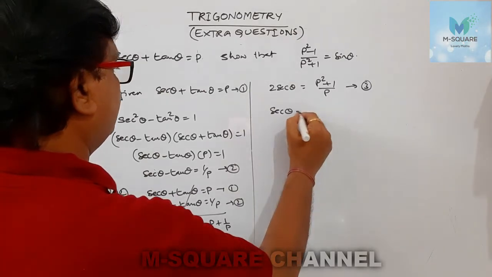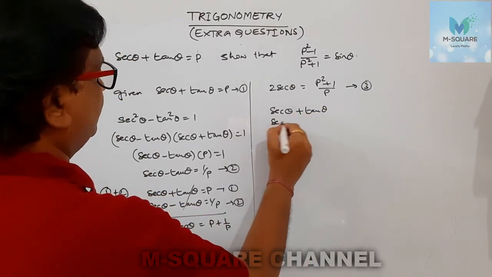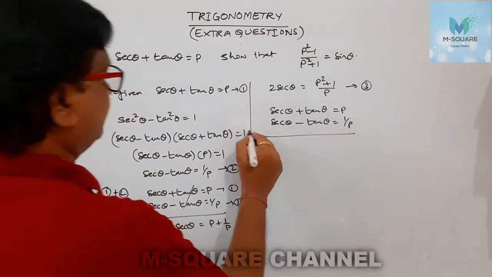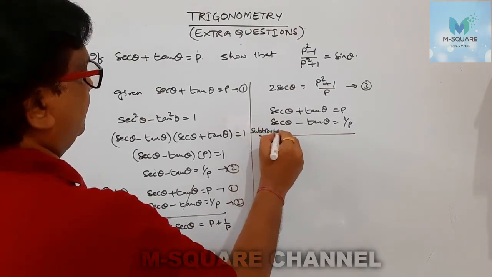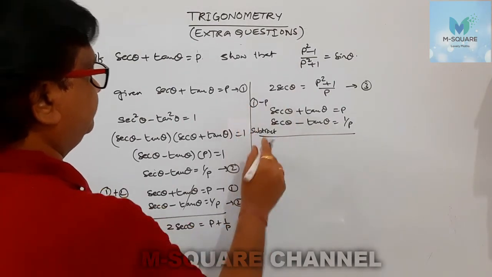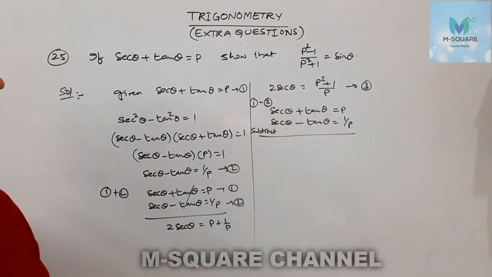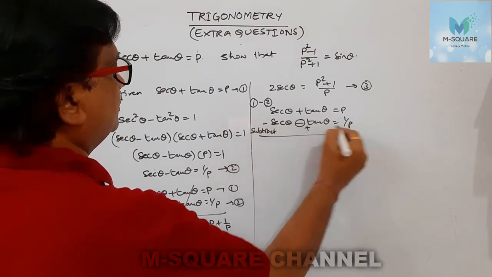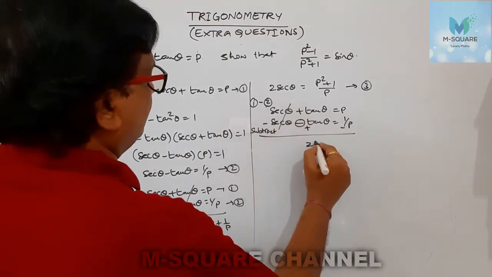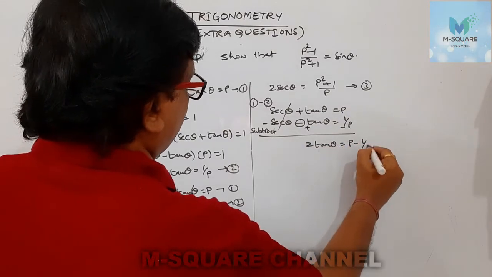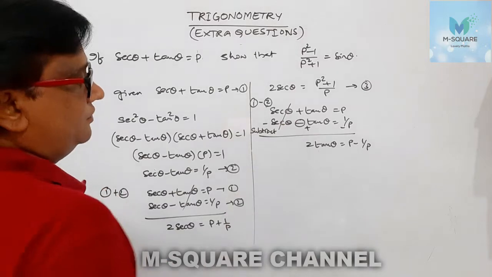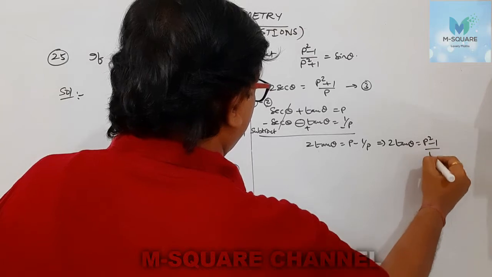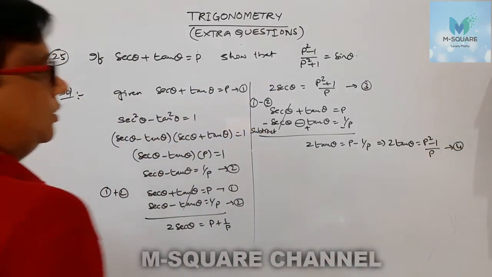Here, secant theta plus tan theta is P and secant theta minus tan theta is 1 by P. Now subtract. By subtraction, secant theta cancels, and after the change of signs, 2 tan theta equals P minus 1 by P. So 2 tan theta equals (P square minus 1) by P. This is equation 4.